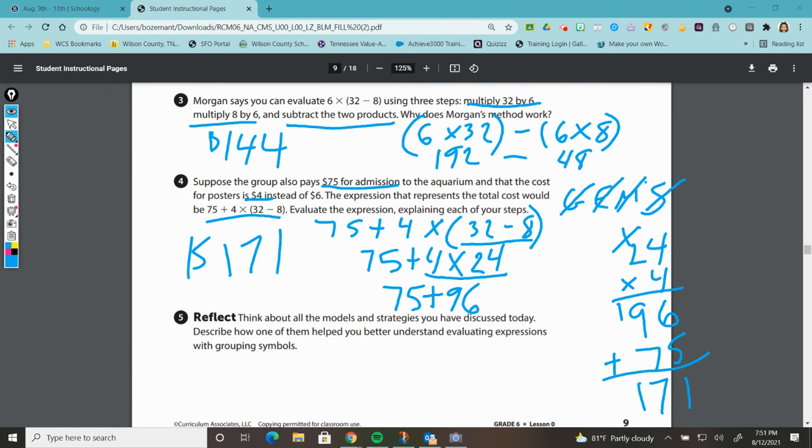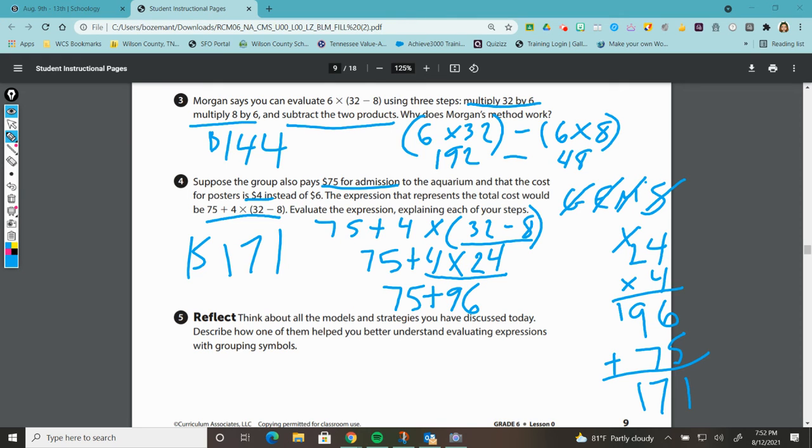Number 5 asks us to reflect, to think about all the models and strategies we've discussed. Describe how one of them helped you better understand evaluating expressions with groupings. So what this problem wants you to do is to describe what parts of this make sense to you. Do you like using gems? Do you prefer to use PEMDAS? Do you prefer to draw a picture?